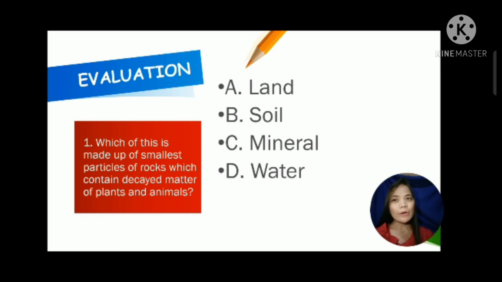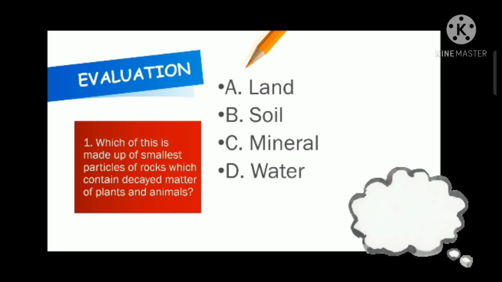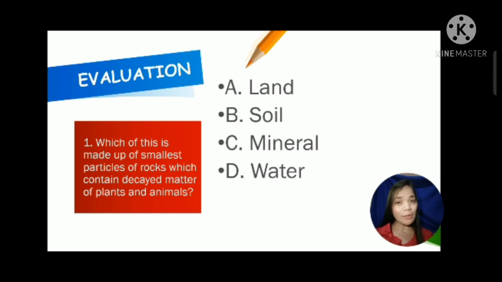Number 1. Which of these is made up of the smallest particles of rocks which contain decayed matter of plants and animals? Is it letter A, land, B, soil, C, mineral, or D, water? Okay, time's up. The correct answer for number 1 is letter B, soil.